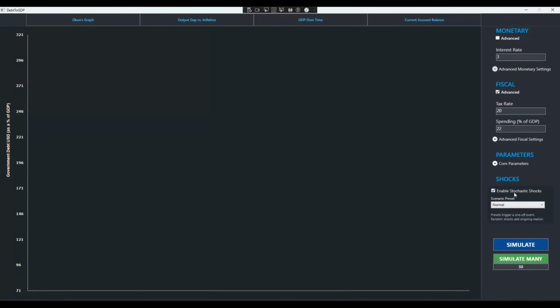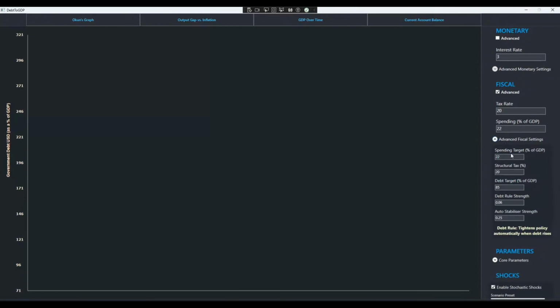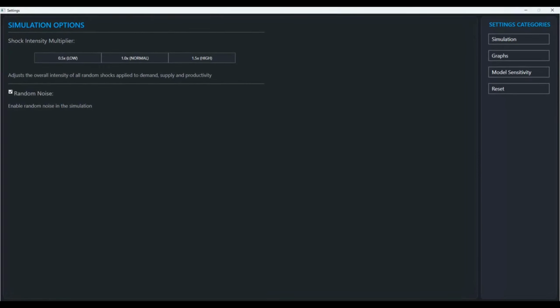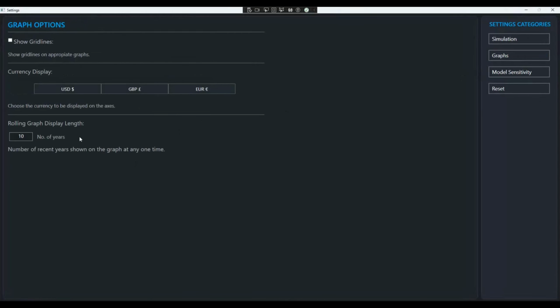We have the stochastic shocks enabled so we can test out the automatic stabilizers, changing the advanced fiscal settings. We currently have an automatic stabilizer strength of 0.25 and we can set this to 0.05 to mark the difference in automatic stabilizer strength. Now we can simulate 40 years and witness how the GDP trend line changes over time. For this test, we will be changing the rolling graph display to 20 years.